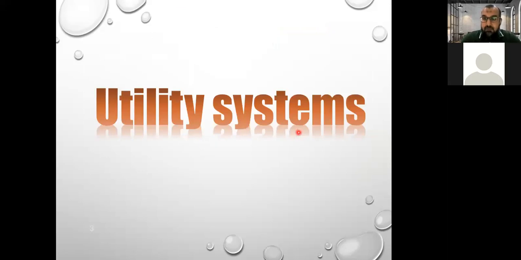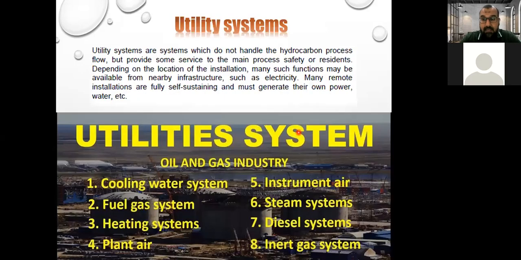Let's look at some information about utility systems. In oil and gas, it's not only hydrocarbons, oil and gas; we also have other utilities required for the process itself. For example, you need cooling water to cool the flow. If the flow is heated, for example to be more distilled, then after you finish the heating, you need to cool again using cooling water. This cooling water media is called a utility.